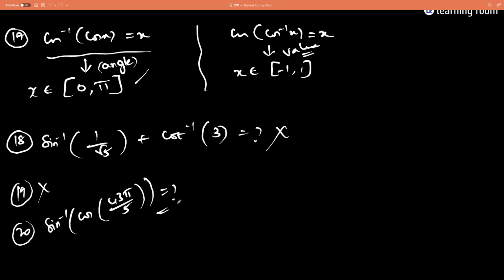If the properties are not known, you will not be able to solve it, but let me see how many of you are able to at least approach. I'll change this question for you. I'll write it as cos inverse of cos 43 pi by 5. Can you do this?